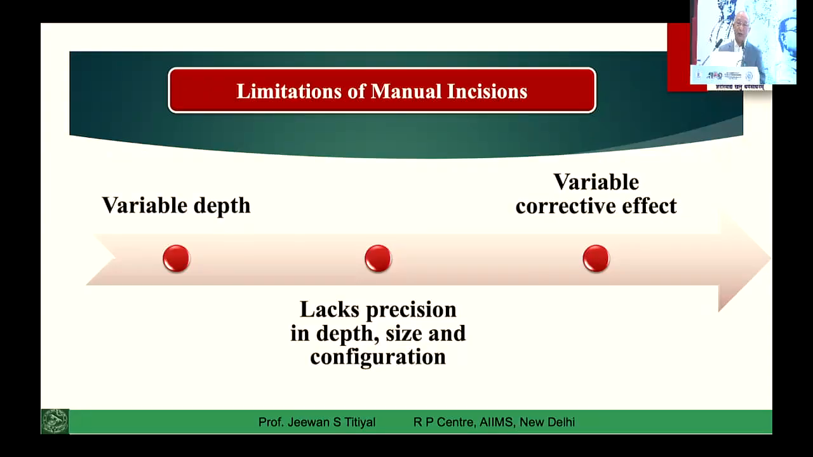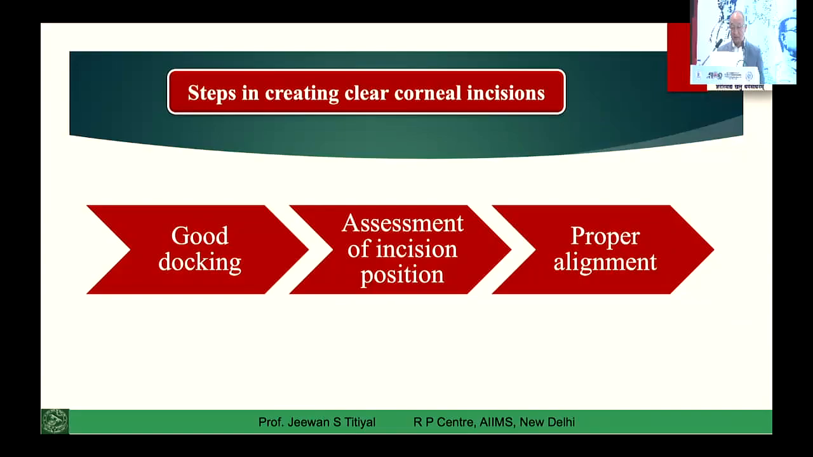So if you look at manual incisions, though they have been perfect, we have various devices: blades, diamond knife. They always give you a variable corrective effect. The size may be variable, the depth may be variable. Sometimes you are too superficial, sometimes you're too deep, sometimes rapid entry, and sometimes a very unpredictable incision can be there also. Therefore, why not use a femtosecond laser device for creating these incisions?